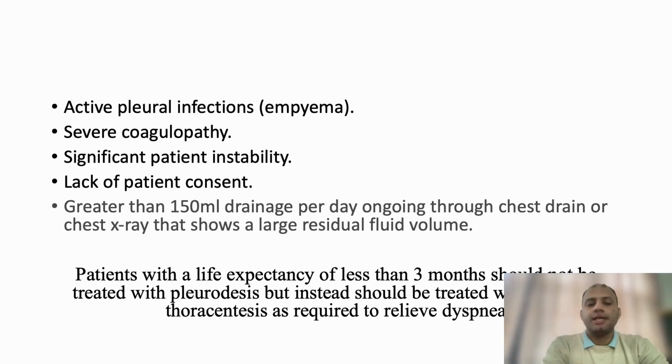Other contraindications are active pleural infections like empyema, severe coagulopathy, significant patient instability, which can be the general condition of the patient as well as hemodynamic instability, and lack of patient consent. Greater than 150 ml drainage per day ongoing through a chest drain, or an X-ray that shows a large residual fluid volume, is also a contraindication because of the high failure rate. Patients with a life expectancy of less than 3 months should not be treated with pleurodesis, but instead can be treated with repeated thoracentesis or an indwelling pleural catheter to relieve dyspnea.